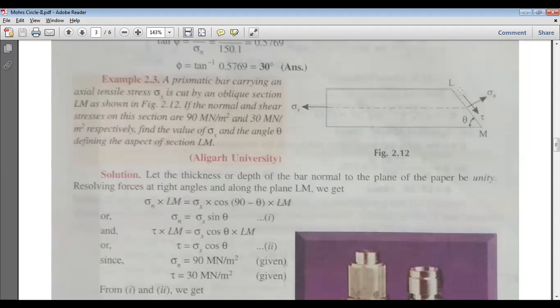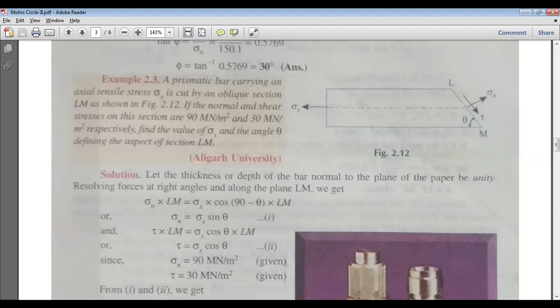We have taken a prismatic bar, and in the prismatic bar a plane LM at an angle of theta is given. When plane LM is given, there are two stresses acting. One is normal to this face, and another is tangential to this face. So normal to this face, sigma n is acting, and tangential, tau is acting downwards. So these are the two stresses that are acting along the face LM.